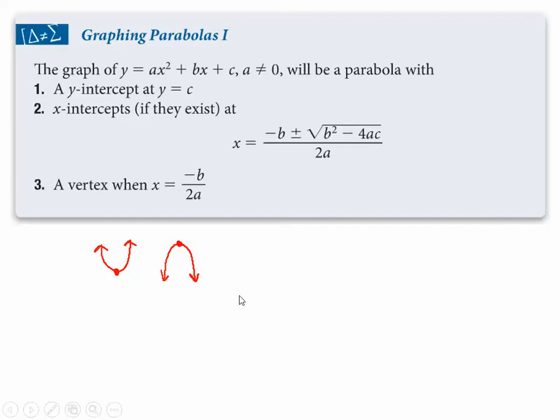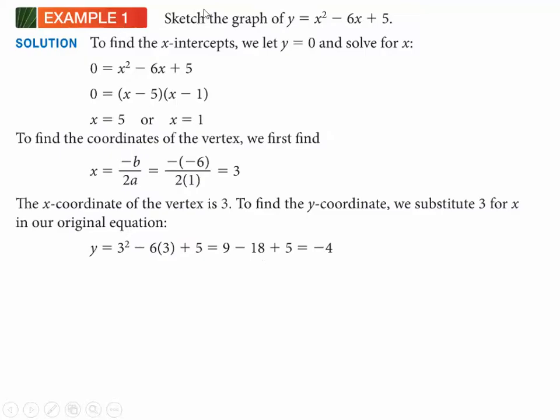All right, let's look at example number one. Let's see what we got. I want to sketch the graph of y is equal to x squared minus 6x plus 5. That's what I want to do. Step number one: what's my y-intercept? It doesn't even tell you that. It doesn't even talk about it because it's so easy, right? The y-intercept is 5.